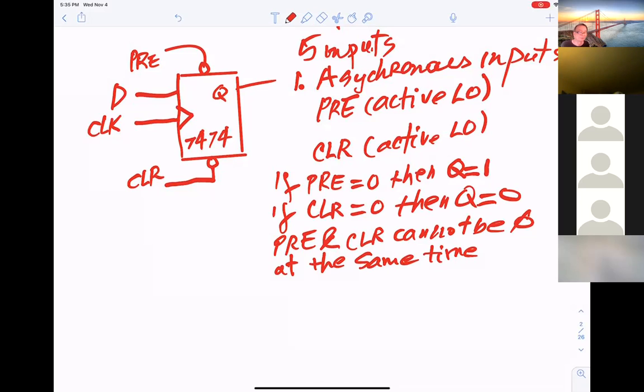One thing I want you to understand: whenever you see preset equal 0, Q must be 1. Or clear equal 0, Q must be 0. You get that?